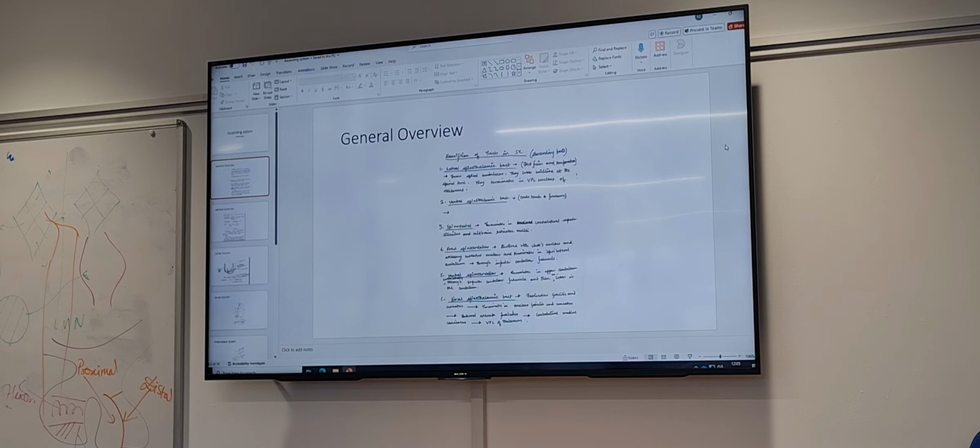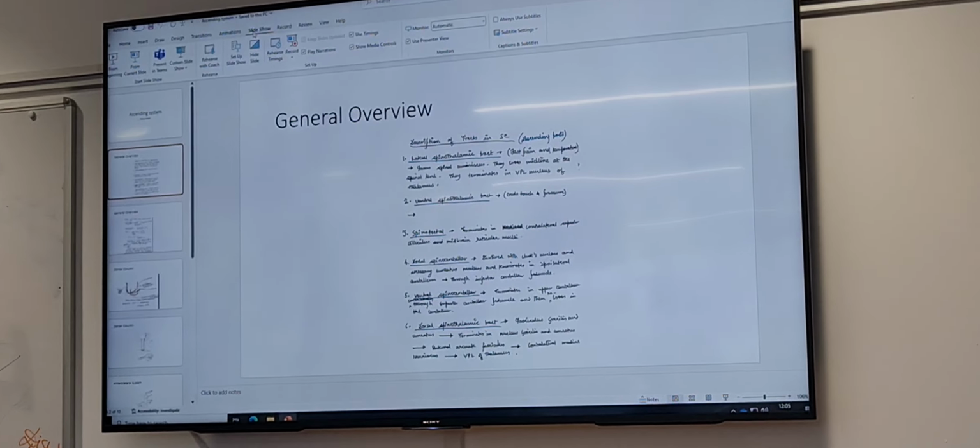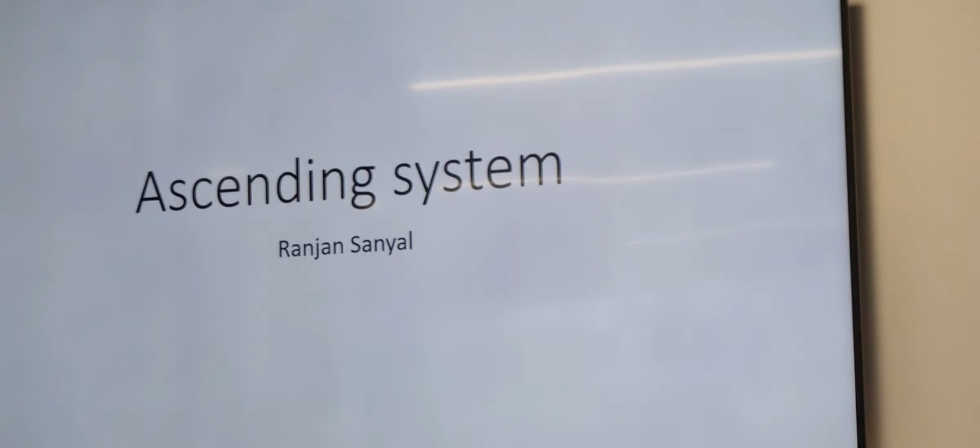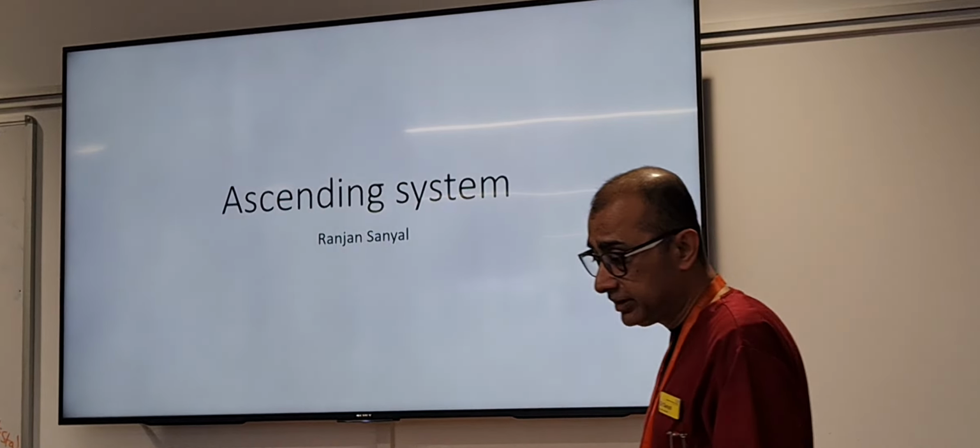What are the important ascending pathways? Dorsal column and spinothalamic. So dorsal column, spinothalamic. What else?